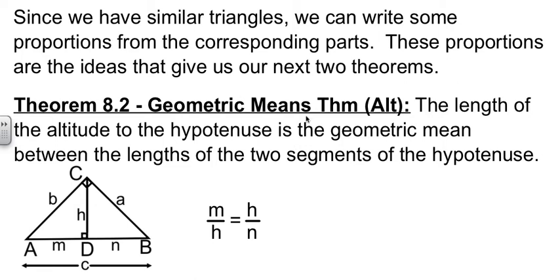For example, the geometric means theorem altitude version says that the altitude to the hypotenuse is the geometric mean between the lengths of the two segments that it makes on the hypotenuse. From the similar triangles, what we're saying is M is to H as H is to N. Well, we can bypass the similarity part of it and just go straight to the equation.